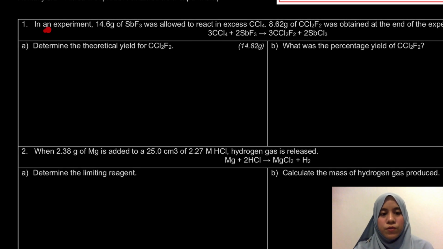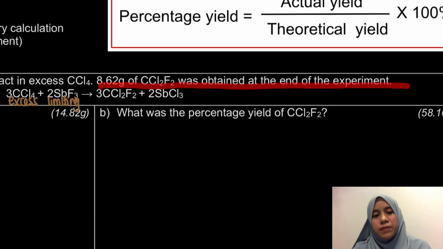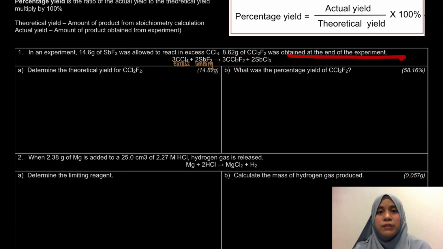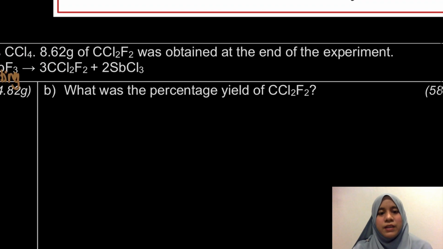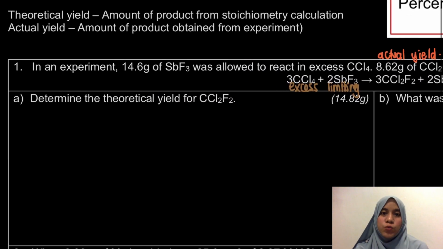Now let's look at example 1. This is the information given. It says excess CCl4, so CCl4 is our excess reactant, and automatically SBF3 is our limiting reactant. Then it gives 8.62 grams of CCl2F2. This is our product. But it obtained this from the experiment at the end of the experiment, so that is our actual yield.